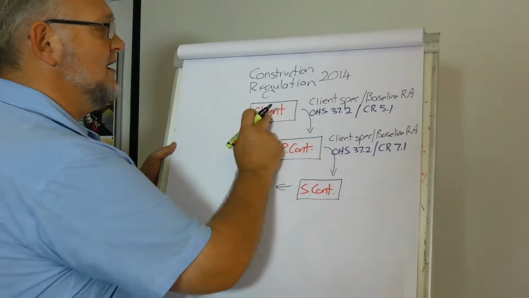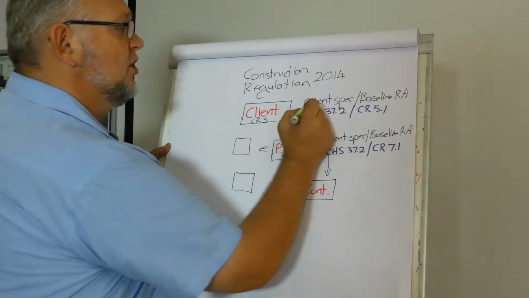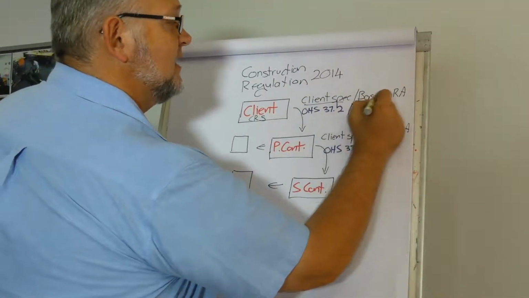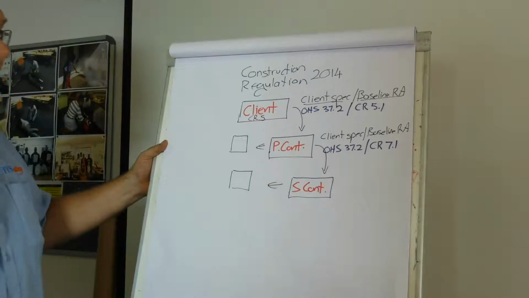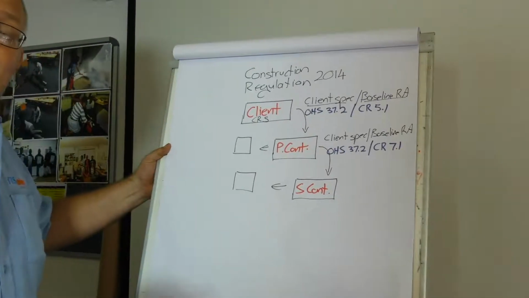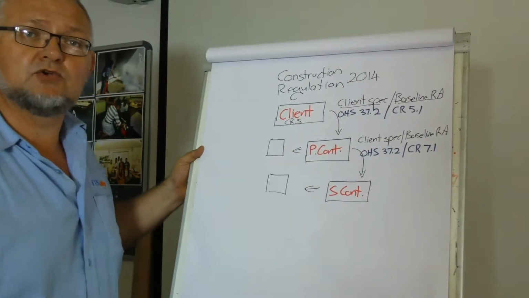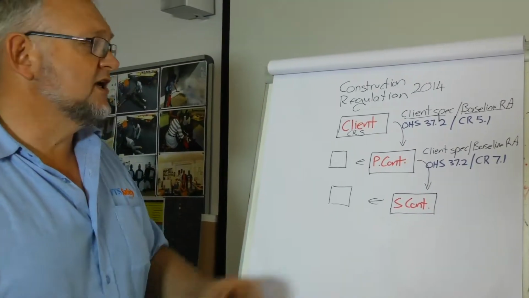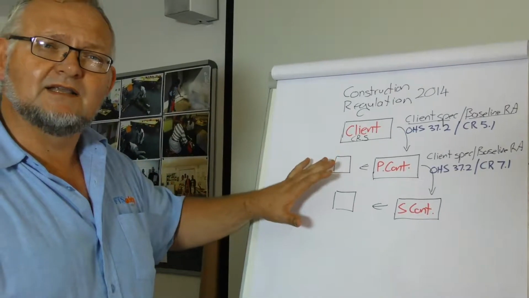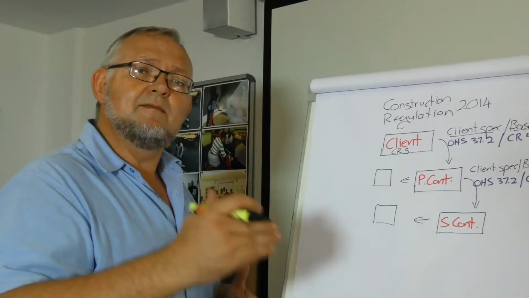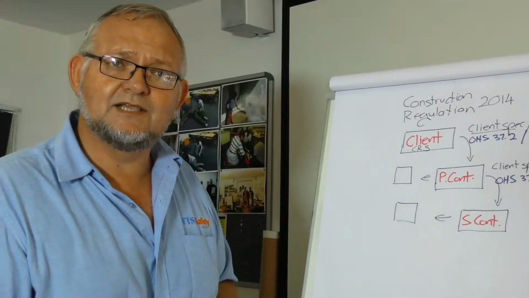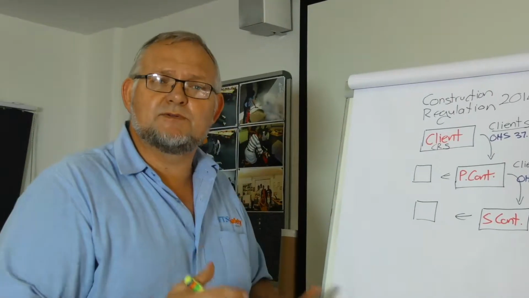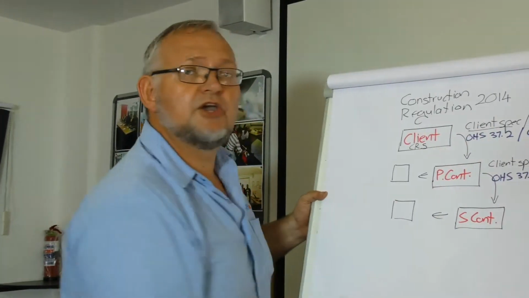For example, the client will appoint the principal contractor using the client specifications and baseline risk assessment. So client specifications is a document that states for the principal contractor, or all contractors on his site, that this is the minimum safety regulations that is applicable on his site. He is allowed to go over and above the minimum requirements of the construction regulation. So he might change some specifications due to the risk that is attached to working on his site.